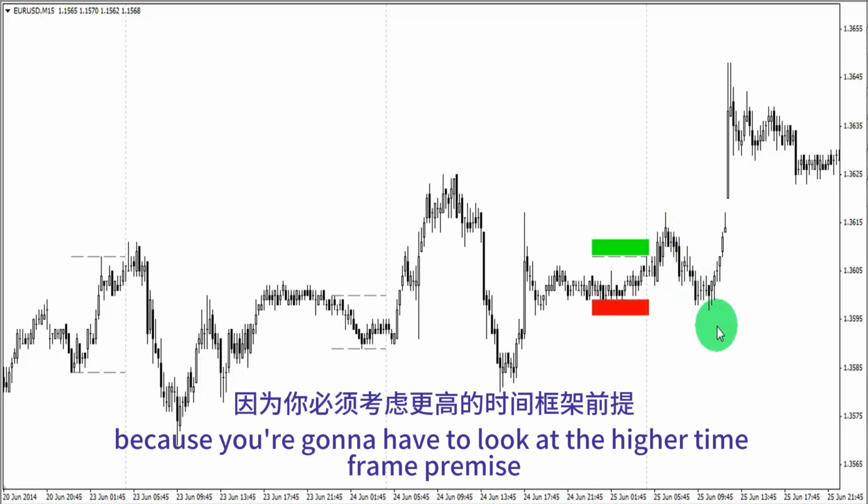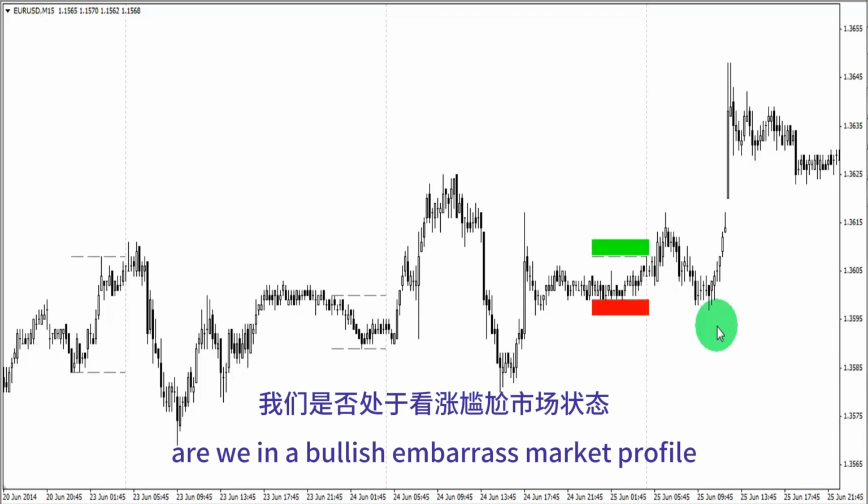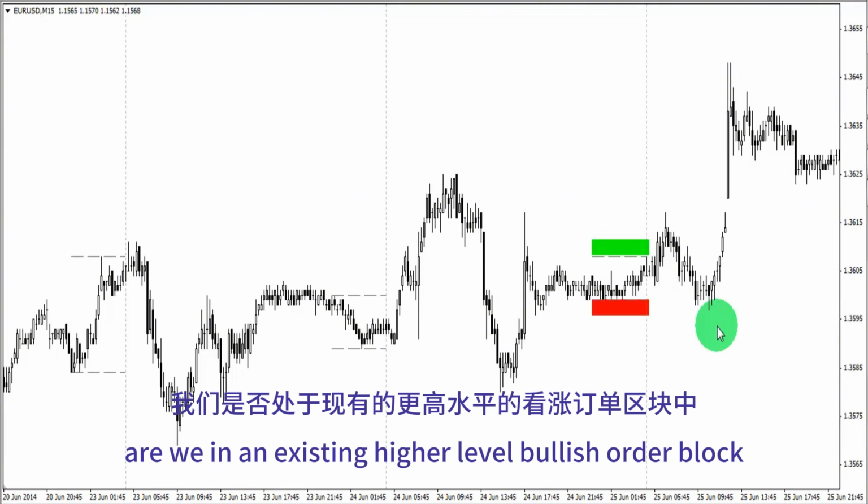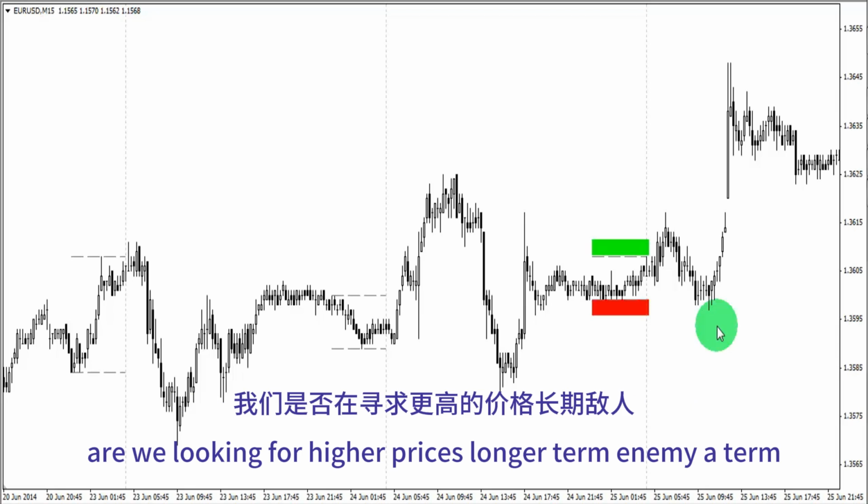Because you're going to have to look at the higher time frame premise. Are we in a bullish or bearish market profile? Are we in a buy program or sell program? Are we in an existing higher level bullish order block? Are we looking for higher prices longer term, intermediate term?